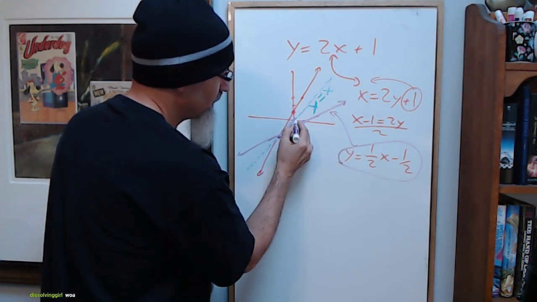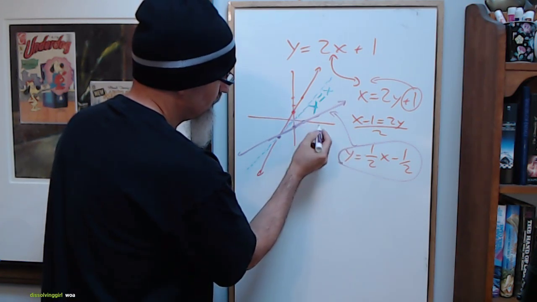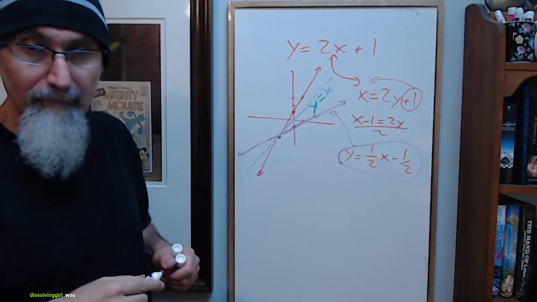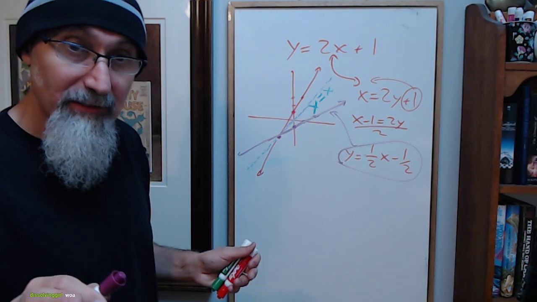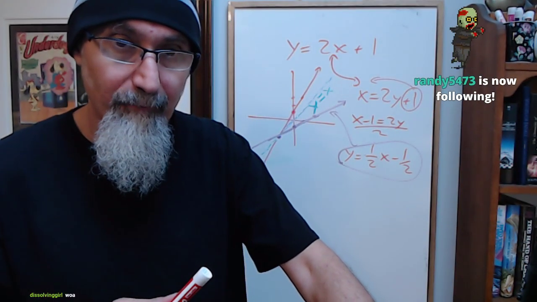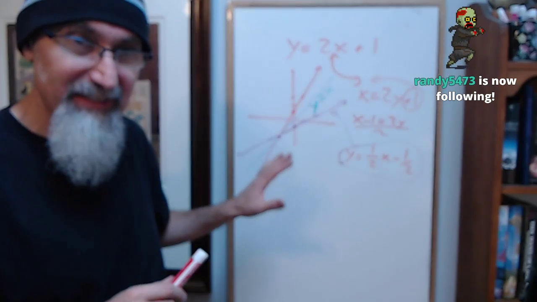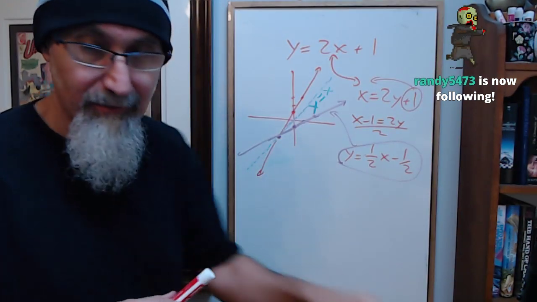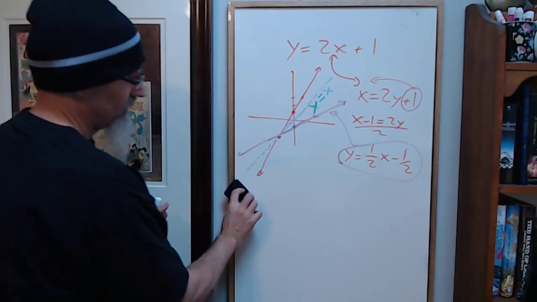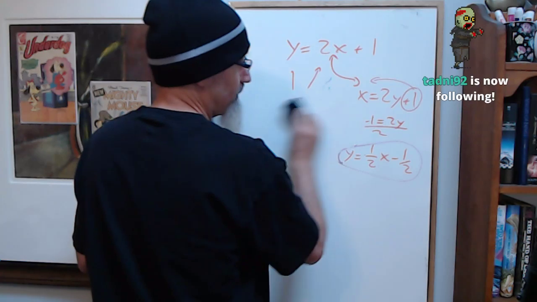From here, you go up 1 and over 2. So we're here. Okay. Does that make sense? So that's what we're doing when you switch the x and y. Right? Keep this in mind. I'm going to erase this. Okay, so let's take this out.